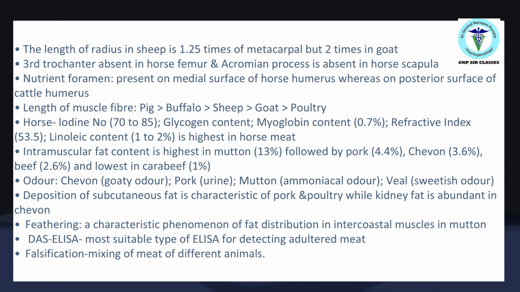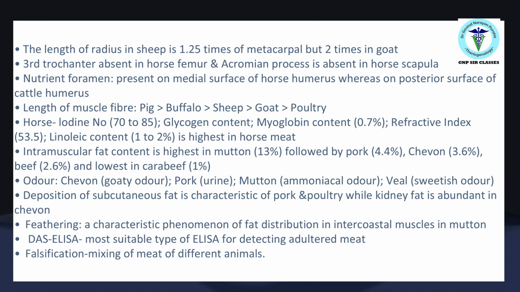Horse: iodine number 70 to 85, glycogen content, myoglobin content 0.7%, refractive index 53.5, linoleic content 1 to 2% is highest in horse meat. Intramuscular fat content is highest in mutton, 13%, followed by pork, 4.4%, chevon, 3.6%, beef, 2.6%, and lowest in carabeef, 1%. Odor: chevon, goaty odor; pork, urine; mutton, ammoniacal odor; veal, sweetish odor.